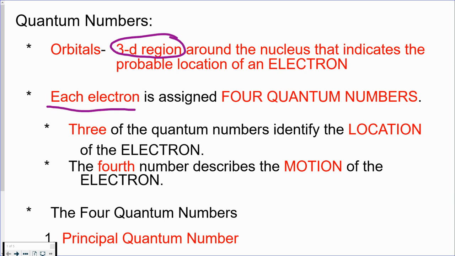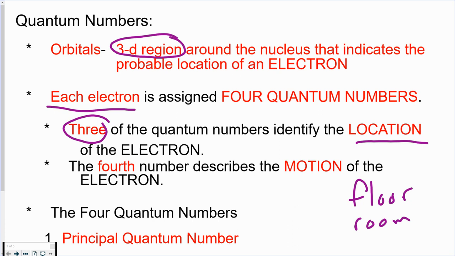Each electron gets 4 of these quantum numbers. Each one tells us something. 3 of them combined will tell us the location. If you think about it, it's like a hotel. There are 3 things you can be told in a hotel: you can tell the floor, the actual room, and then what part of the room, like the bathroom or the bedroom, or some places have a living room, depending on how big it is. You can almost think of it as an apartment building if you really want to.